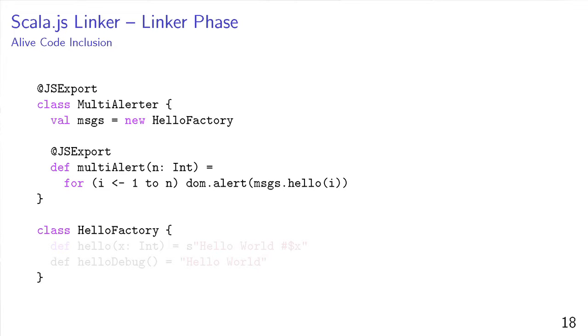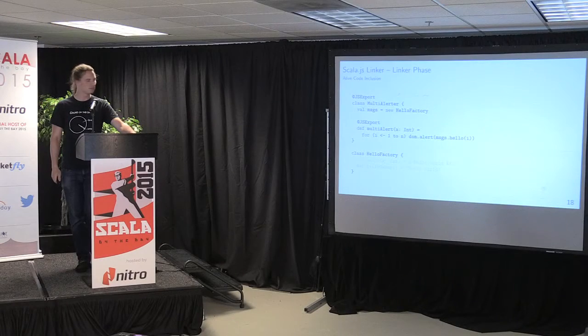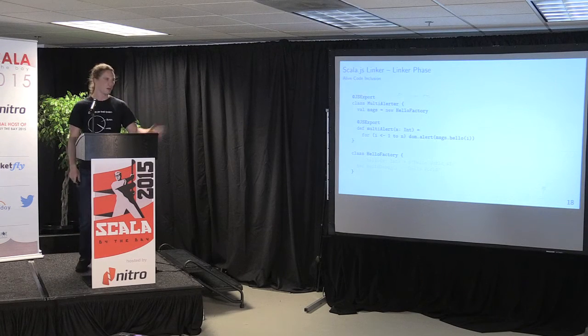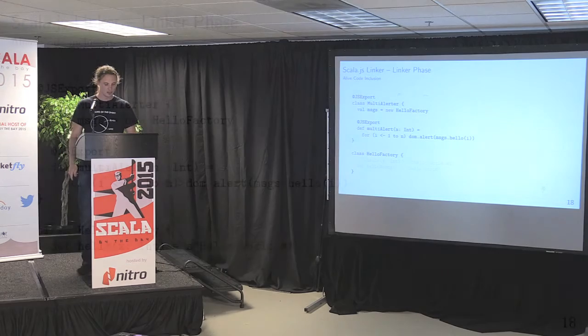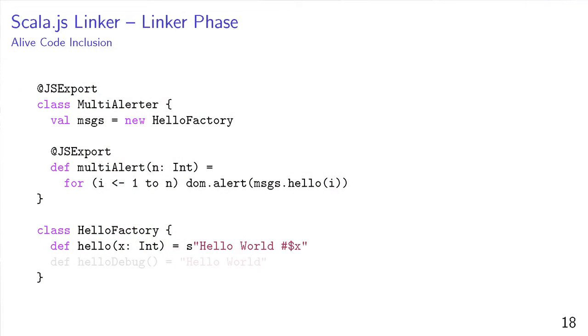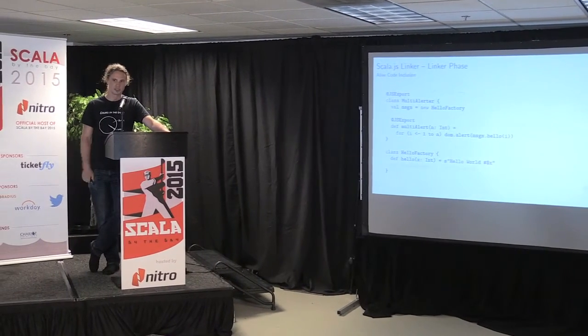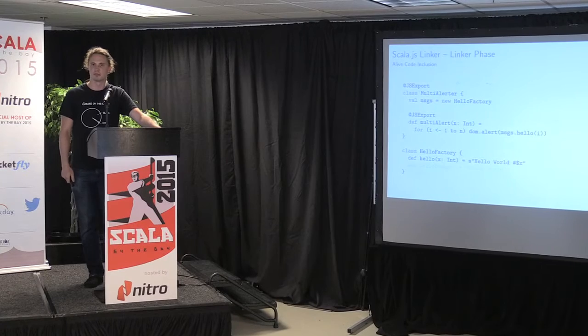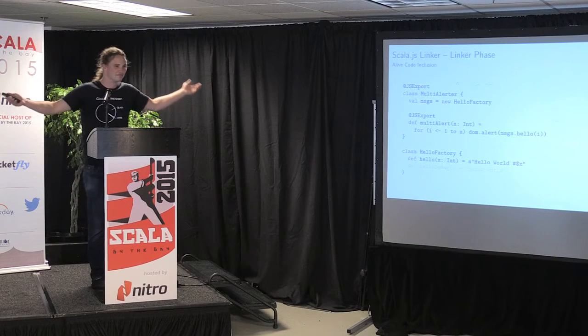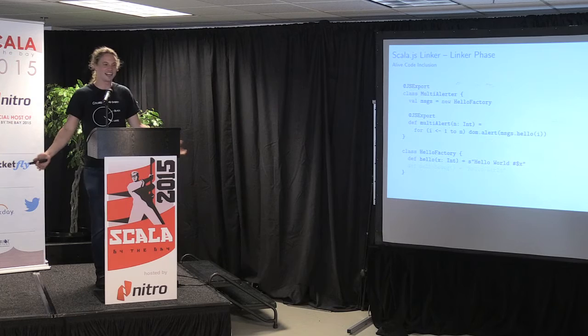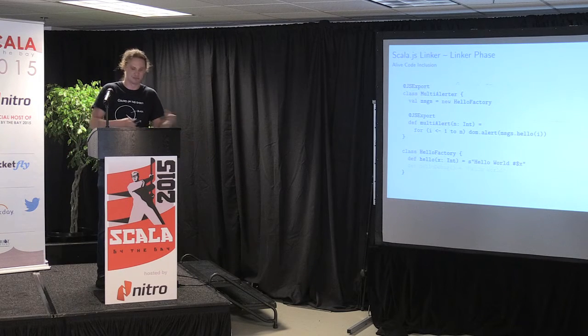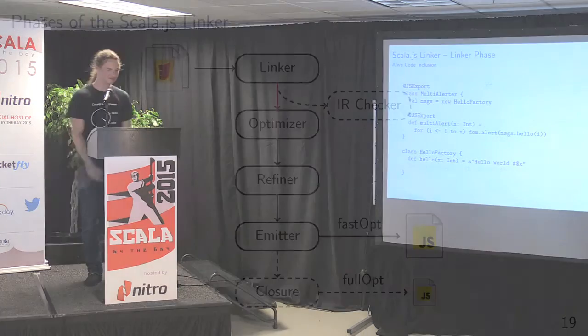Now, the for loop here will reach all tons of classes in the Scala standard library. I'm not going to go into that. The DOM alert call is not really there anyways, so that doesn't reach anything. And we reach the hello method in hello factory. All right, that's it. And you see automatically, without even looking at it, we have not included the hello debug method down there because no one uses it. All right? Just like concurrent hash map, for example. We also don't use it, so that's why alive code inclusion. We have not eliminated concurrent hash map. We have just not included it.